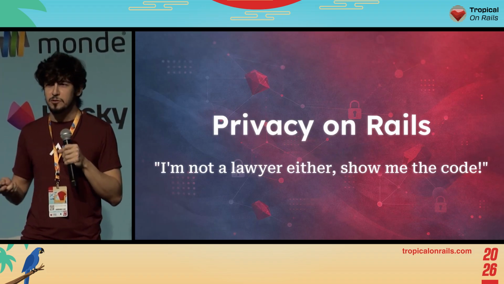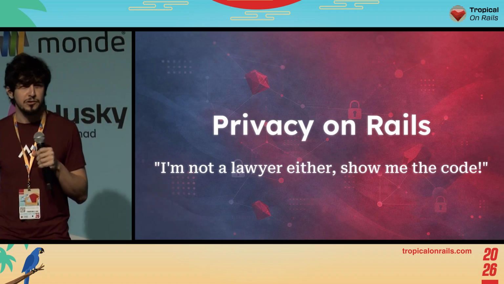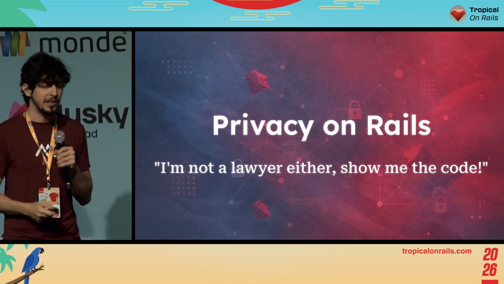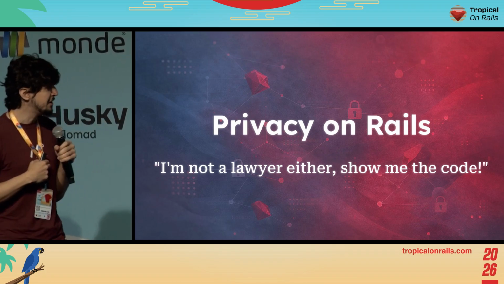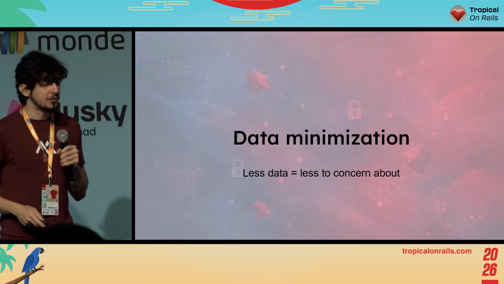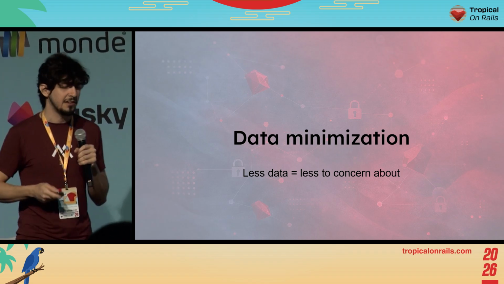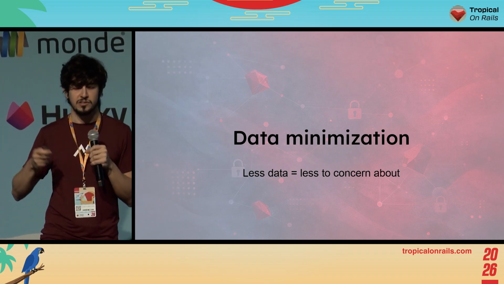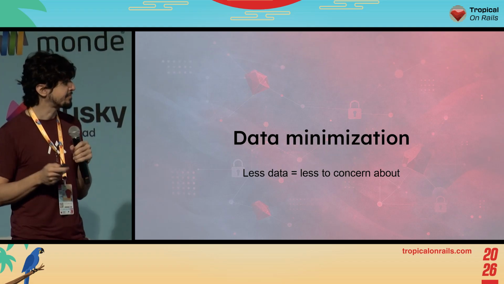Okay, so we did have some theory here, but let's start with privacy on Rails. You might be thinking right now, I'm not here for the theory, man, just show me the code. And I agree with you, so let's do it. Let's start with data minimization. Again, less data equals less to be concerned about.